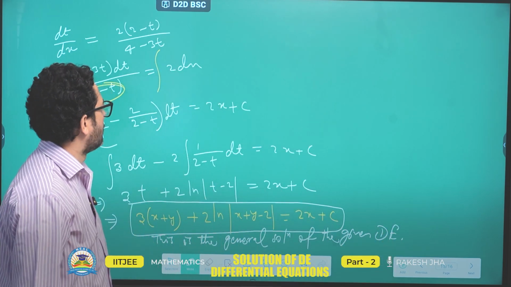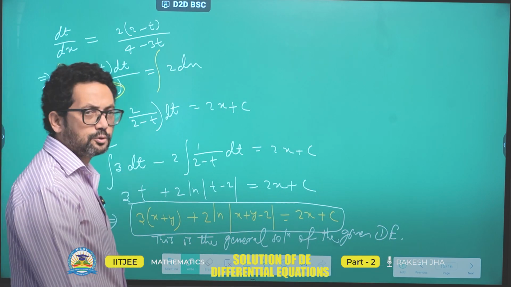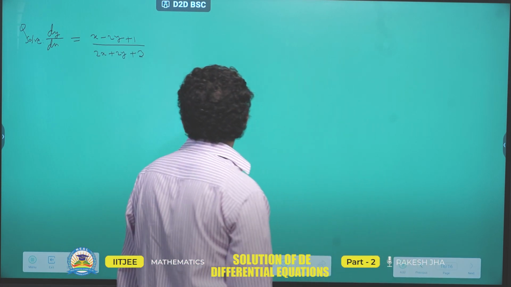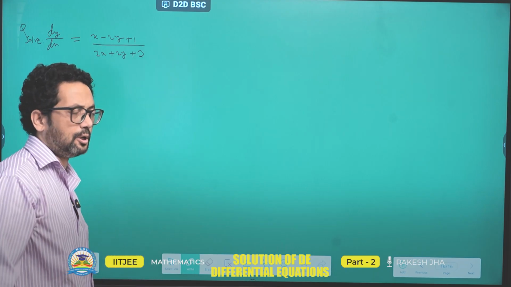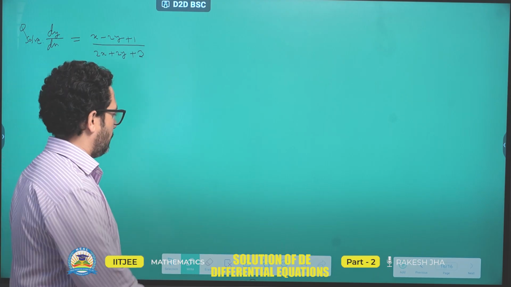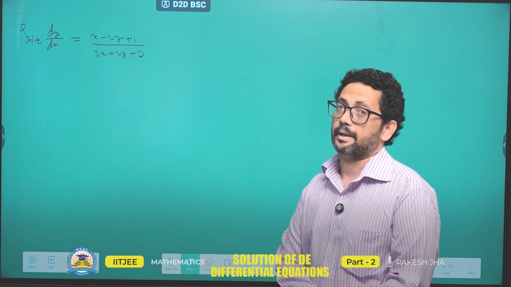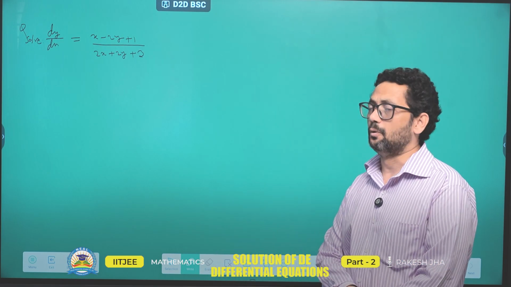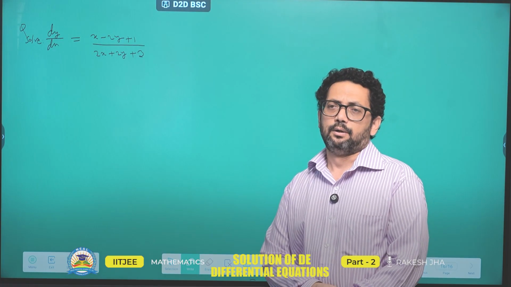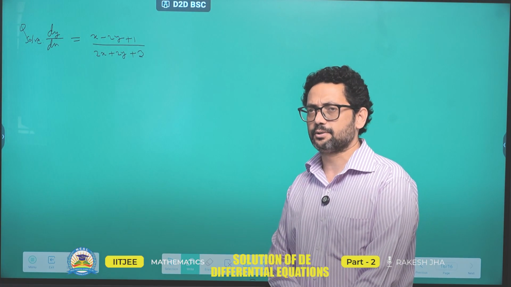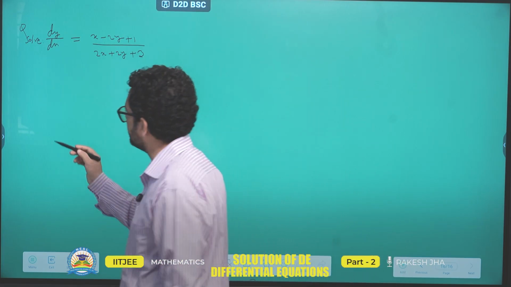So we were able to solve this type of question. Now we will move to the next question. We have to solve this, and we will end this session with this question. In the next session we will be talking about the homogeneous method, how we can separate the variables. So let me solve this question first.